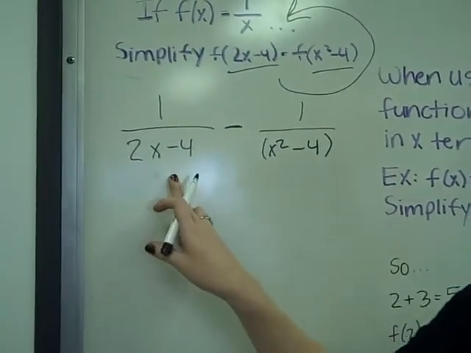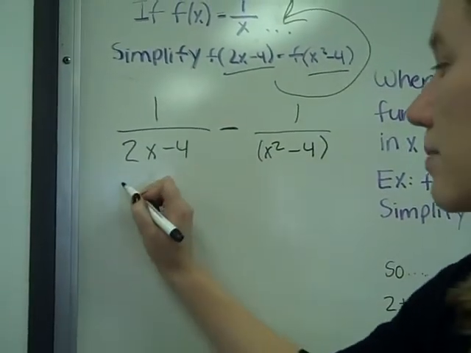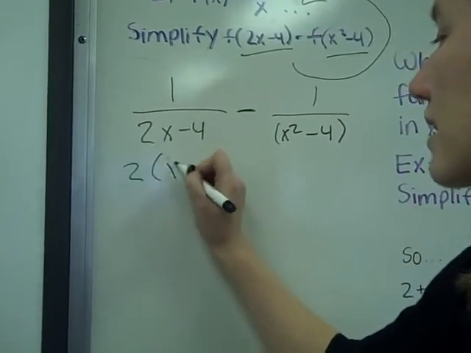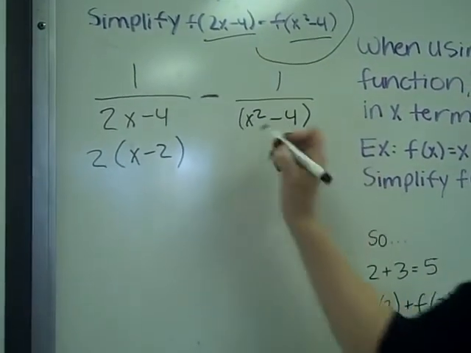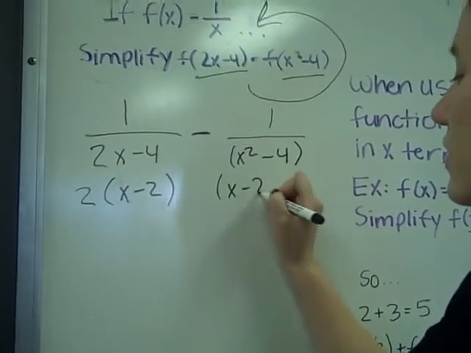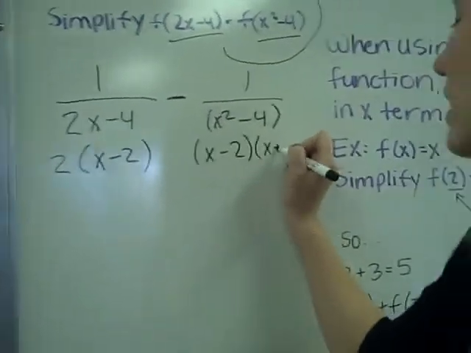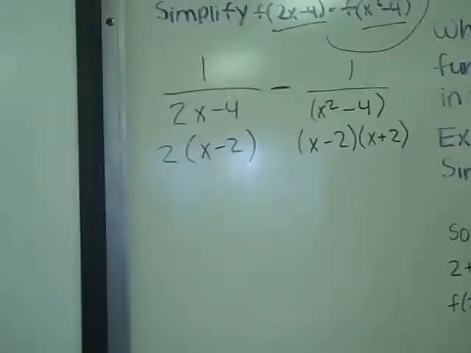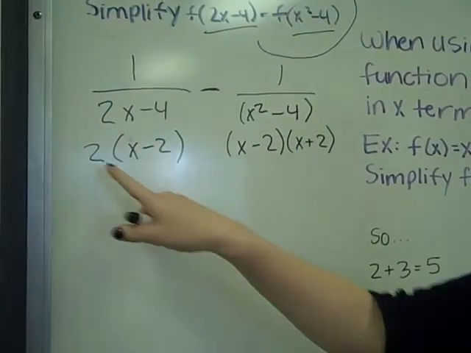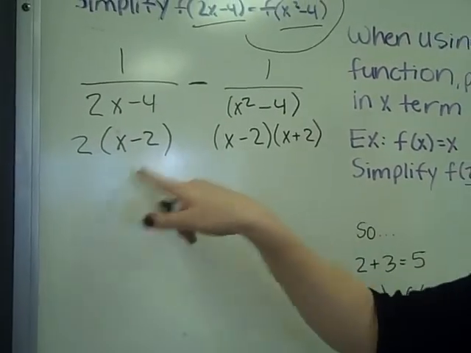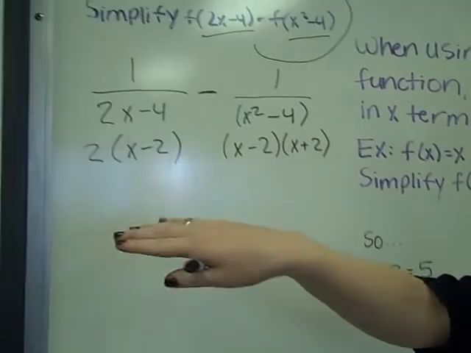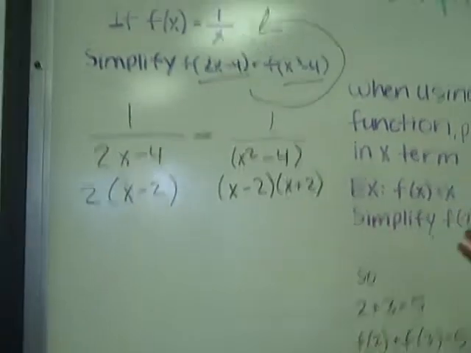So you can take a 2 out of here. So that's going to be 2 times x minus 2. And then over here, this is a difference of squares. So x minus 2 and x plus 2. What you want to do next is multiply this side by 2, because there's a 2 over here, and this side by x plus 2. That way everything is over the same denominator.